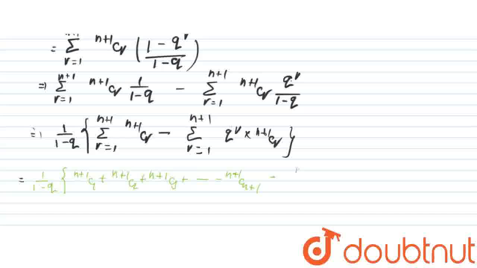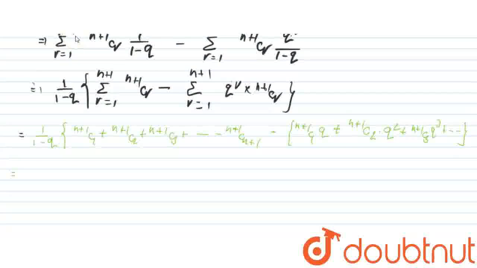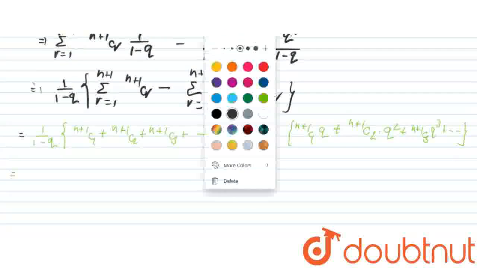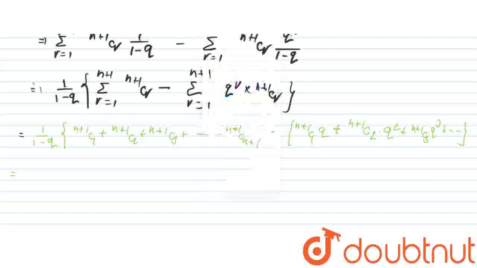So I can write n plus 1 c1 into q, again minus n plus 1 c2 into q square, n plus 1 c3 into q to the power 3, like this it is going up to n plus 1 terms. Okay, now these are the summation of the coefficients of n plus 1 terms. So I can write directly 1 minus 1 divided by q.